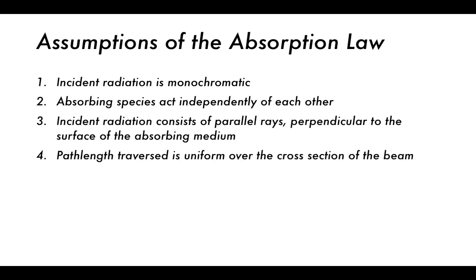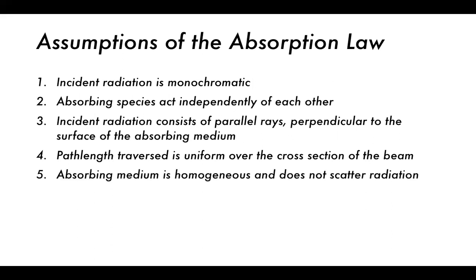The path length traversed is uniform over the cross section of the beam. So what does that mean? It means that if we have a 1 centimeter cuvette, the walls are straight up and down. They don't curve in or something like that. The path length for the whole of the beam that passes through the sample, the beam is usually quite small and tightly focused, but there should be no deviations in the path length. If it's a 1 centimeter path length cell, it should always be 1 centimeter. The walls should be perfectly flat and straight up and down.